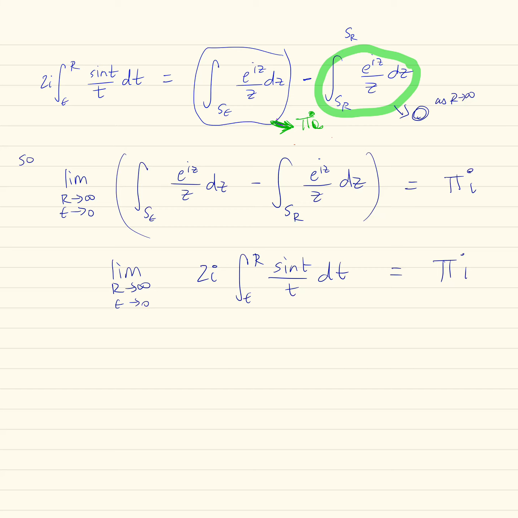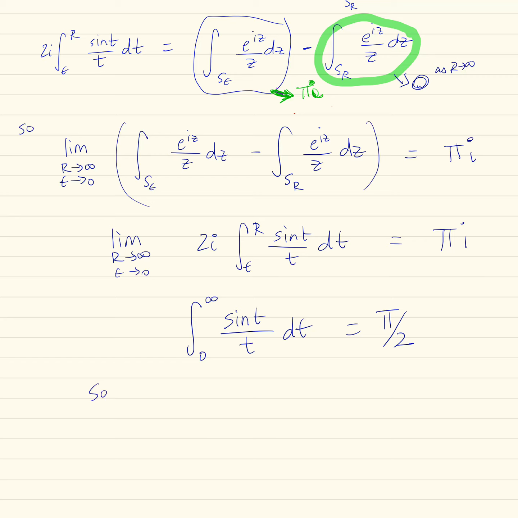So what is this? This is the integral from 0 to infinity of sine t over t dt, which is going to be pi over 2. There we go. Right? And now again, if you want to go from negative infinity to infinity, sine t over t dt, that's just going to be pi. It'll be twice going from 0 to infinity. Okay?